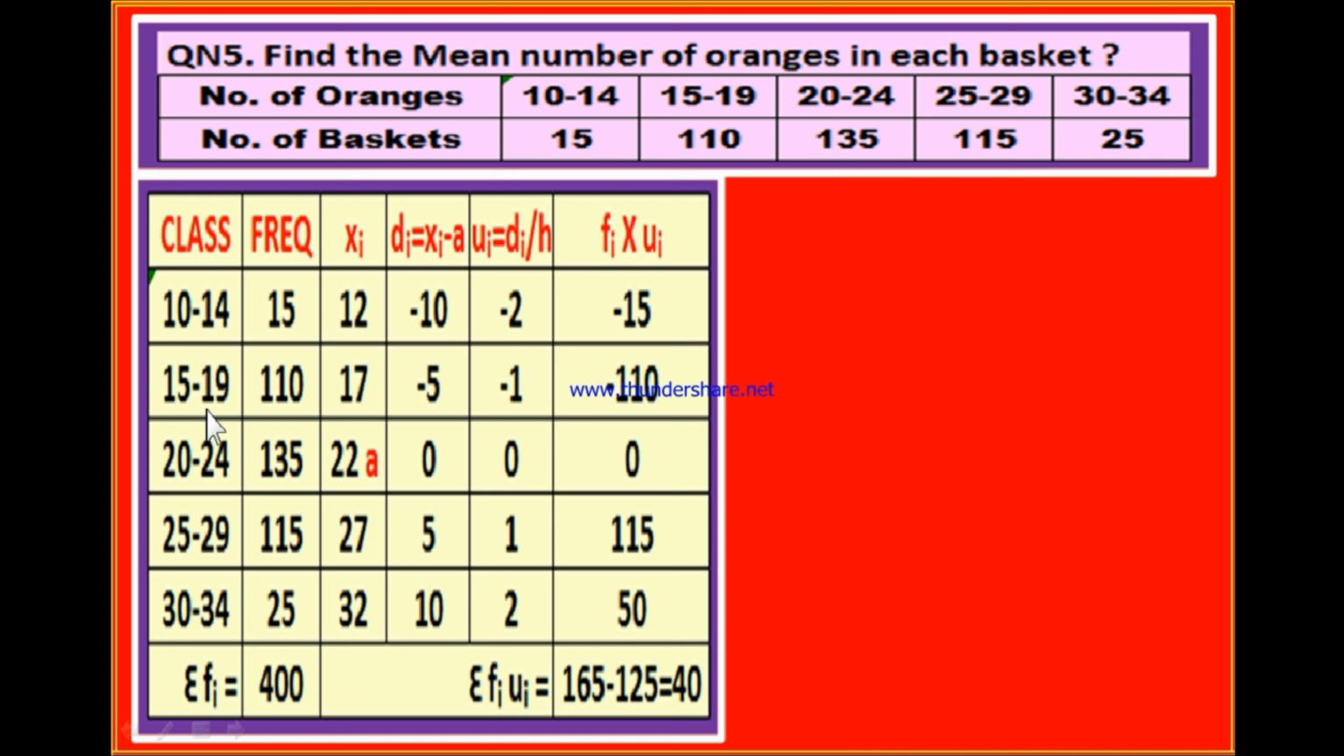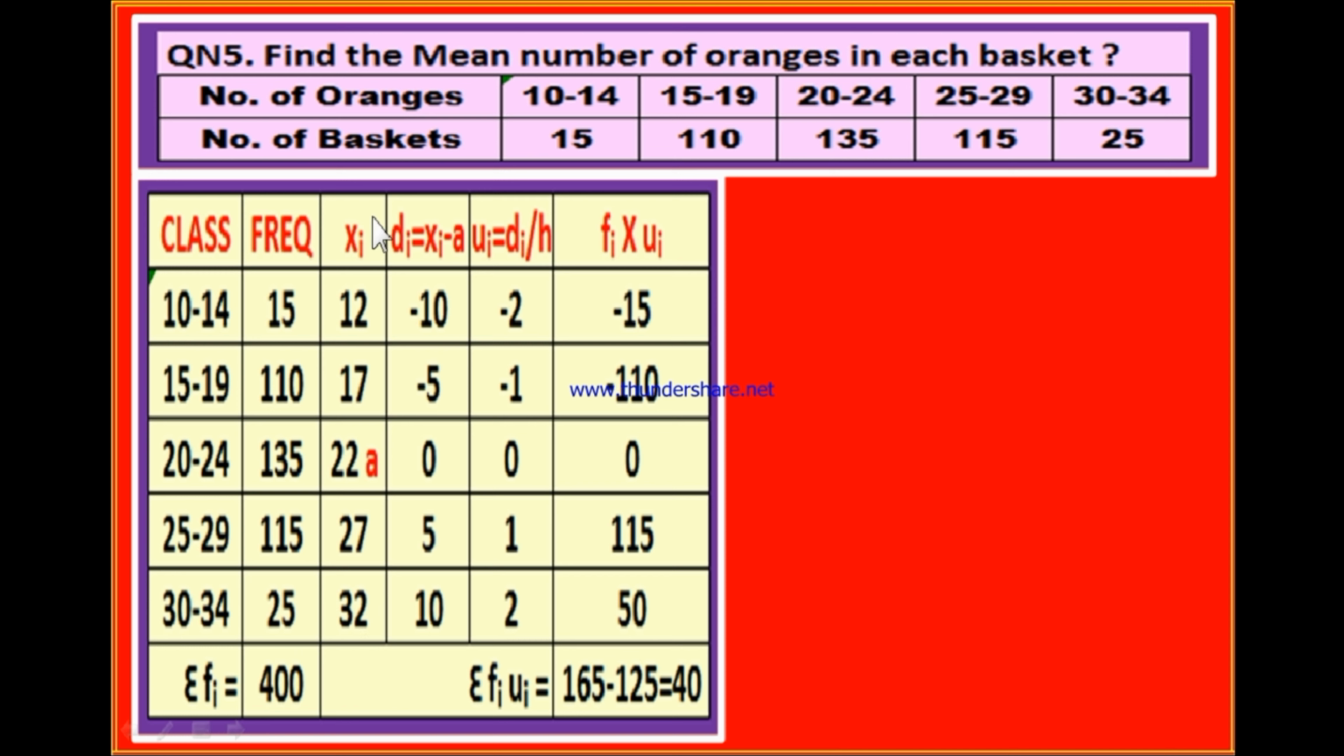Similarly, 15 plus 19, the sum is 34, divided by 2 is 17. 20, 24, if we add these two you will get 44. 44 divided by 2 is 22. 25 plus 29 is 54. 54 divided by 2 is 27. 30, 34 is 64, divided by 2 is 32. These are the mid values.